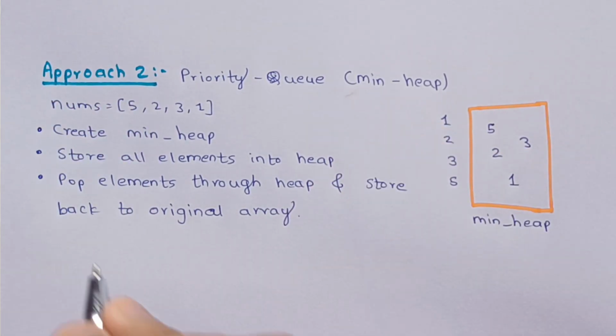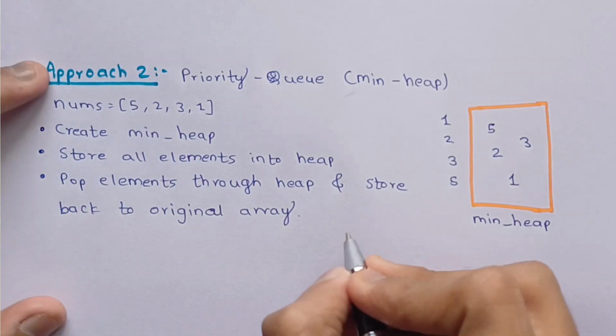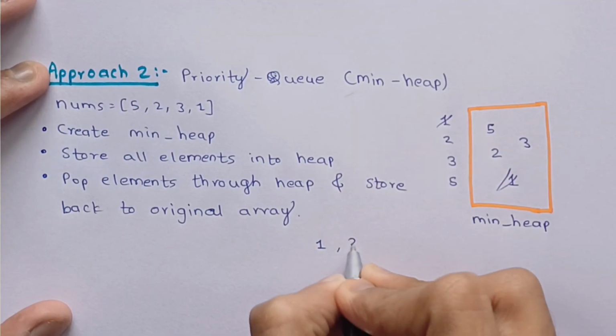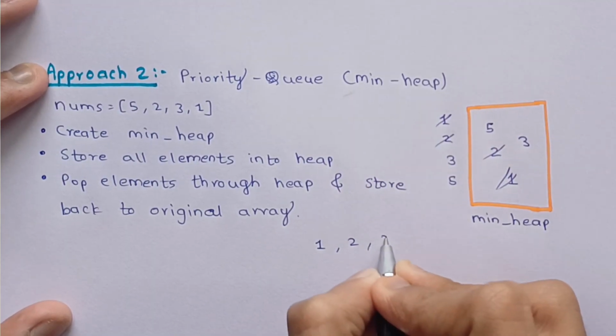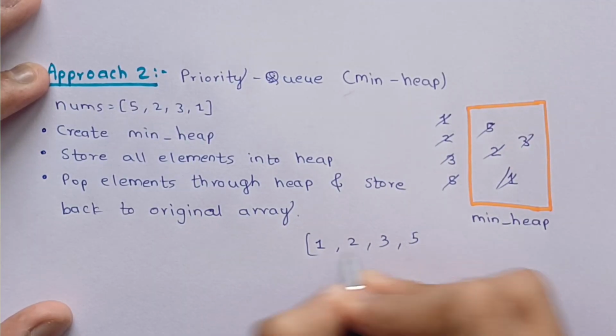Now we will pop elements from the minimum heap, and we will store them into the original array. So after popping, 1 will be popped out, then 2 will be popped out, then 3 will be popped out, then 5 will be popped out. After popping, our array is sorted.